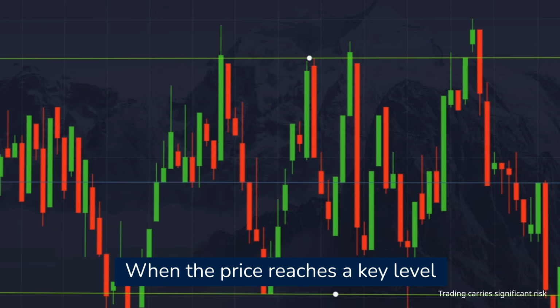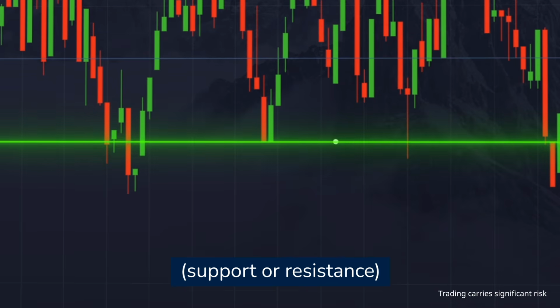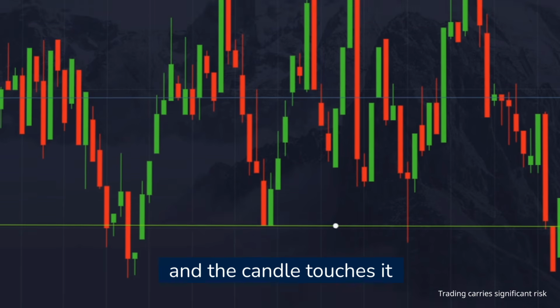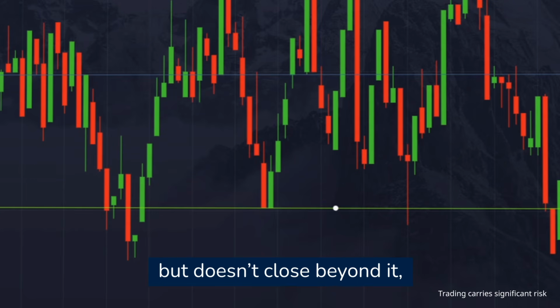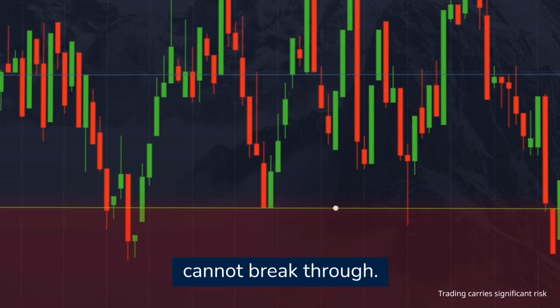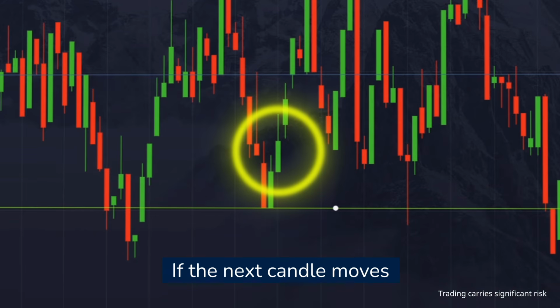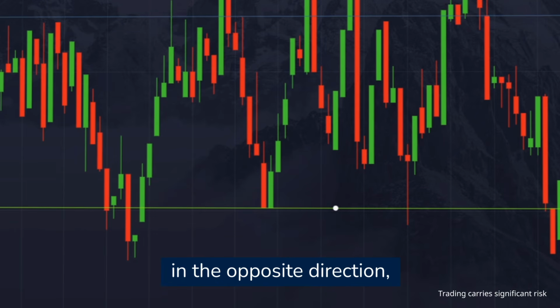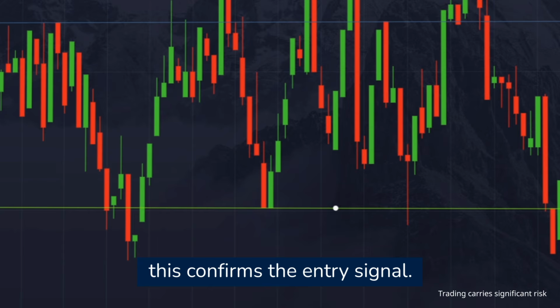When the price reaches a key level, support or resistance, and the candle touches it but doesn't close beyond it, this indicates that the price cannot break through. If the next candle moves in the opposite direction, this confirms the entry signal.